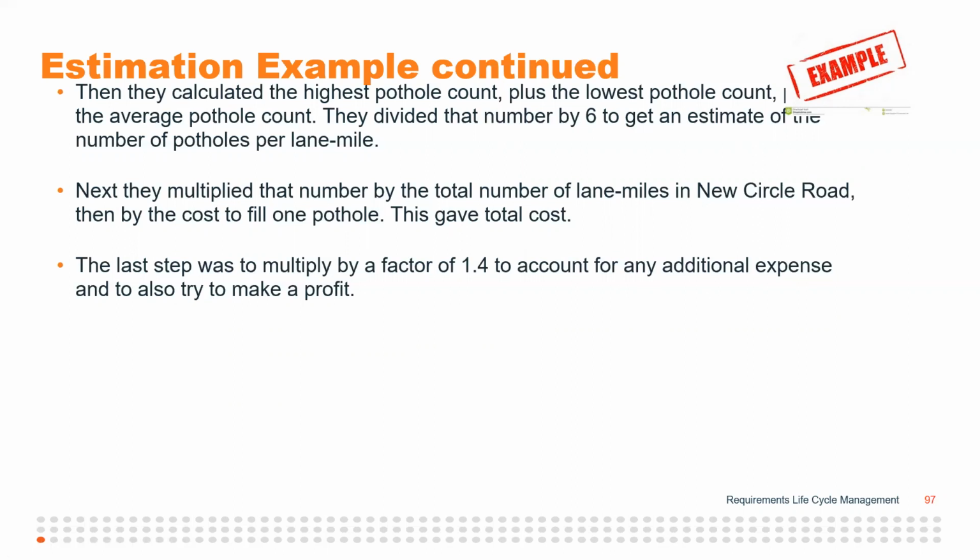And then the last step was they multiplied it by a factor of 1.4 to account for any additional expense and also to add on their profit, right? So 40 percent profit. Part of it was a little bit of management reserve, in case it wasn't quite accurate. Anyway, they wanted to make a large profit. You know how it goes.